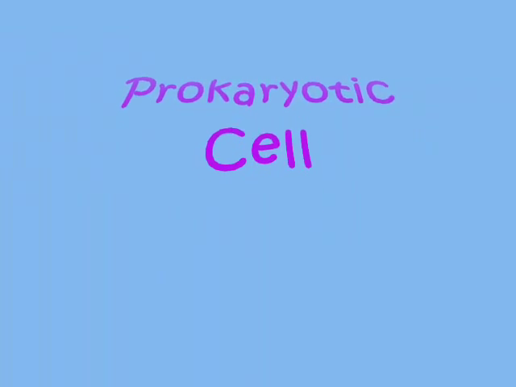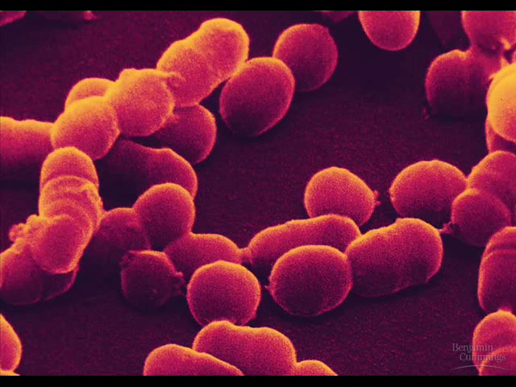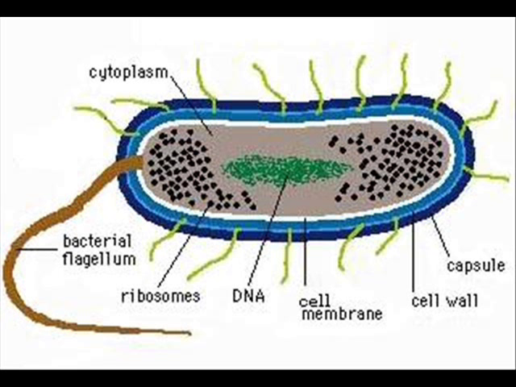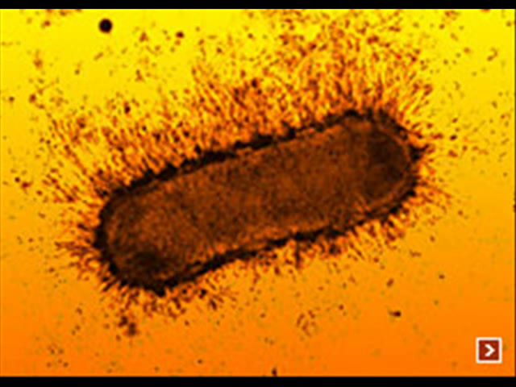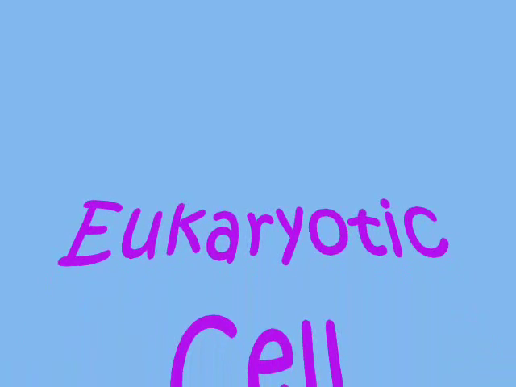There are 2 types of cells, prokaryotes and eukaryotes. Let us start with the prokaryotic cell first. One example is the bacteria. Prokaryotes are organisms that don't have a cell nucleus or other membrane-bound organelles. Most are unicellular, which means they only have one cell.